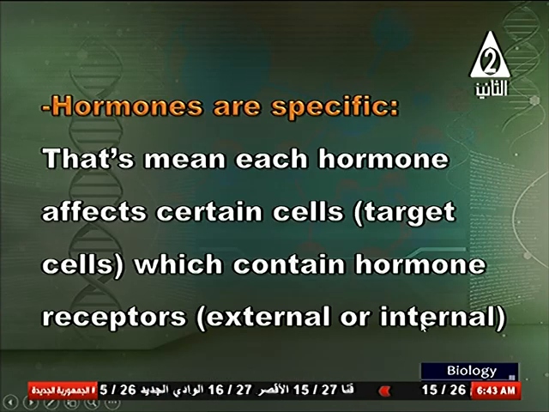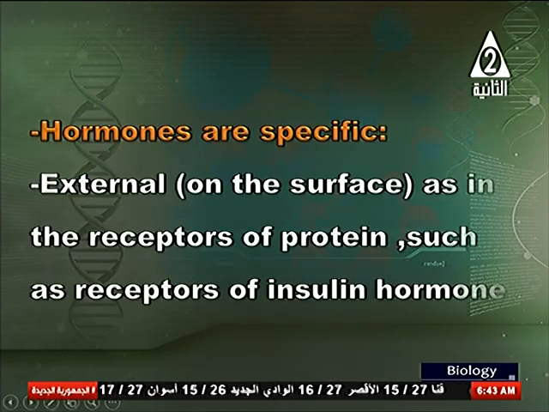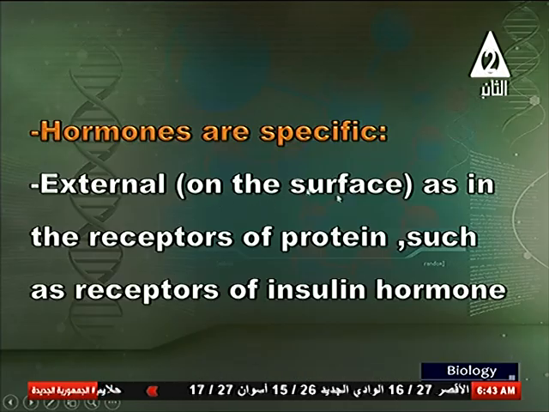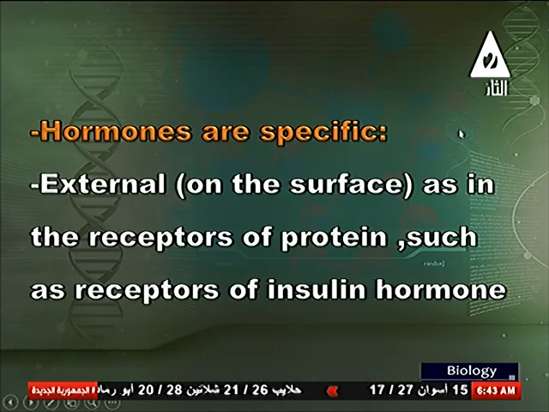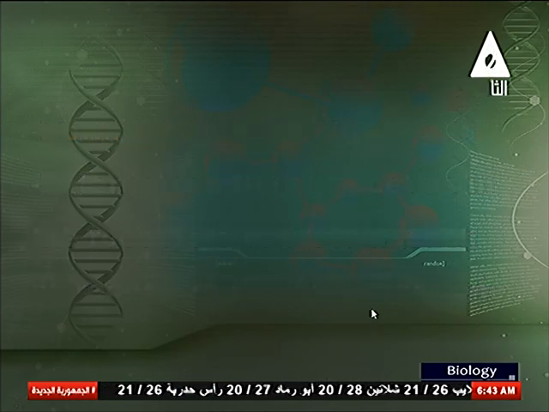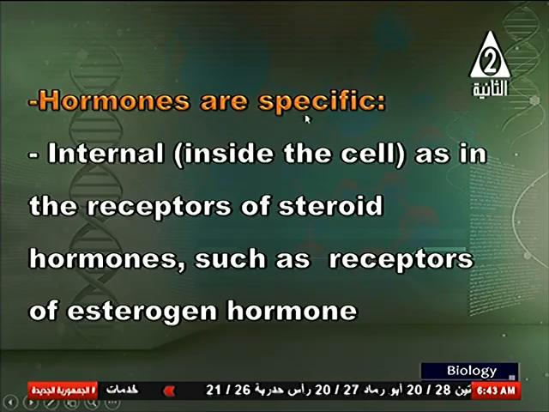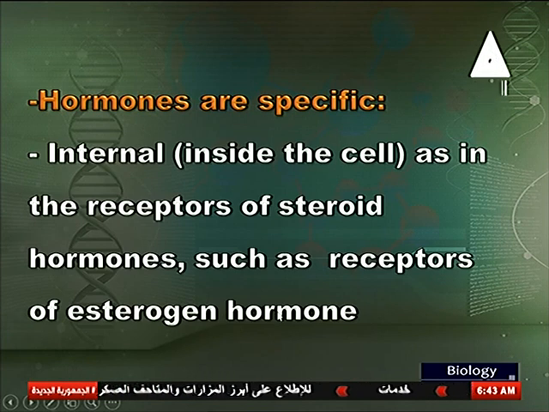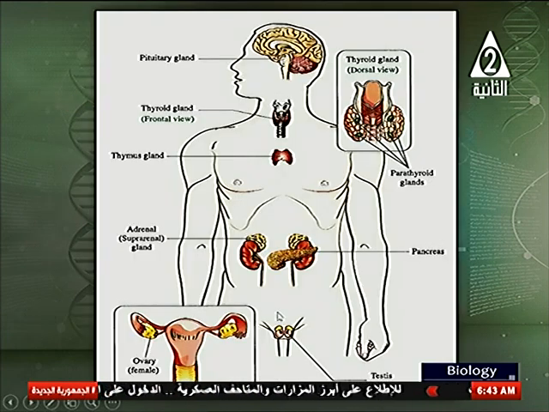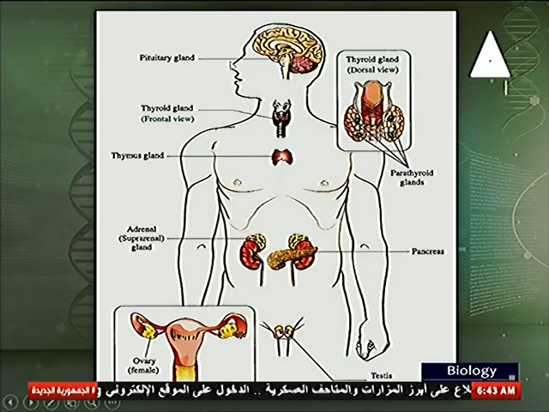Let's see, if it is external, such as what? External meaning on the surface, as the protein receptors present on the surface of the cell, such as the receptors of insulin hormone. If it is internal, inside the cell, as the receptors of steroid hormones, such as the receptors of estrogen hormone.